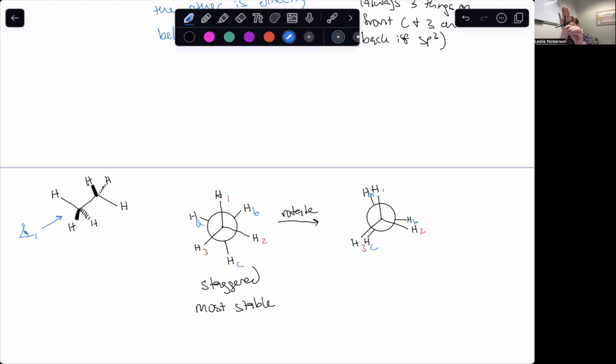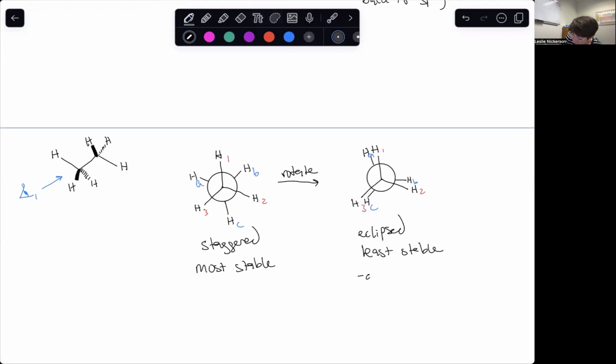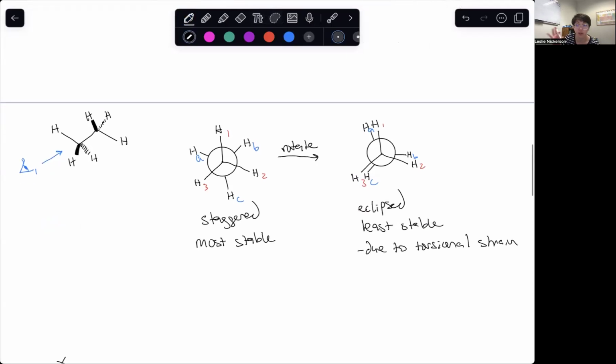Okay, so we're no longer here. There we go with the 6. We are here with the 3 and the eclipse. Okay, so this is going to be our eclipsed. This is going to be your least stable conformation. Okay, and this is due to the torsional strain that the molecule feels when it's in that particular conformation. So torsional strain is just the bonding electrons getting too close together.